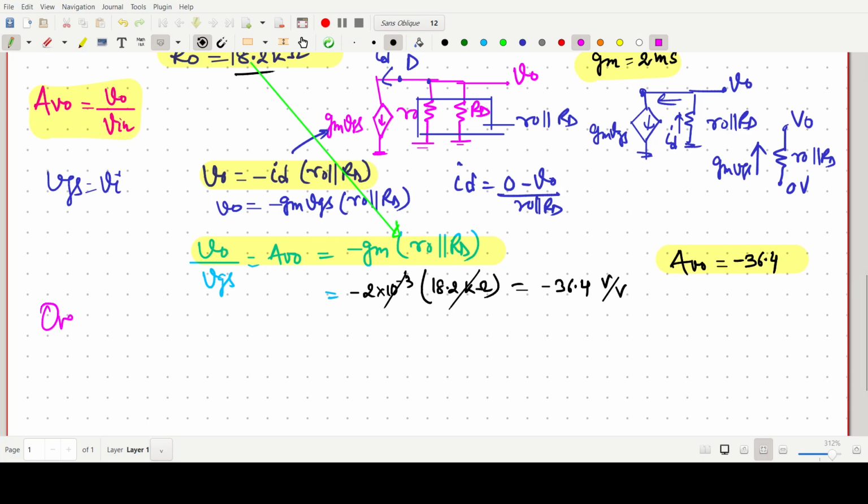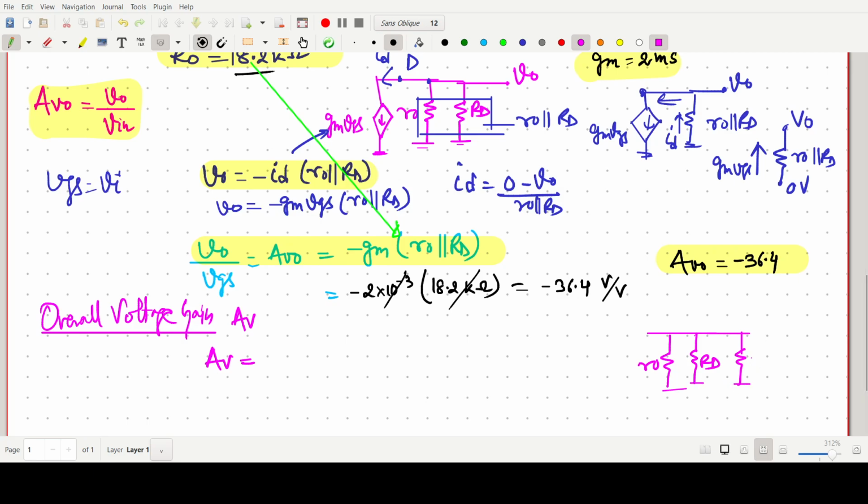Now we have to find the overall voltage gain, that is our AV. So that AV is nothing but simply what we can say, AV with load. In this case we have to add both RD, R naught, and one load resistance is also given, RL. And then the same current is flowing like this.